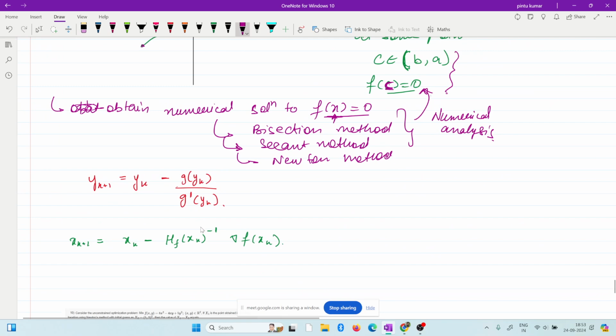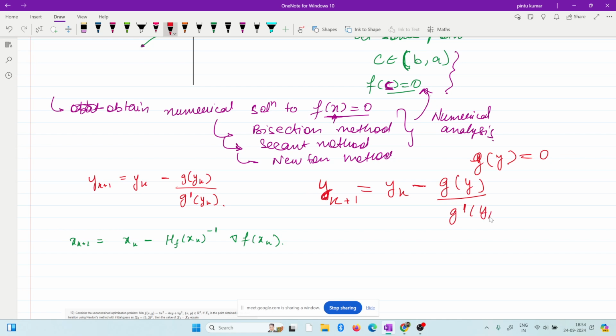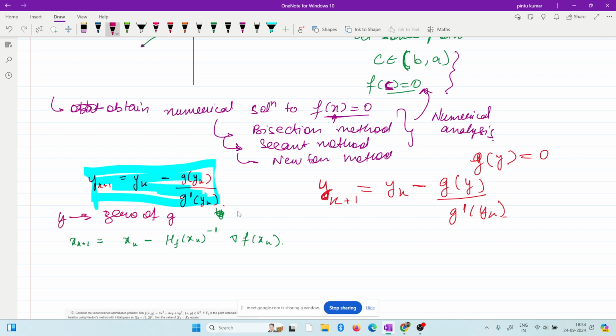So what does Newton method say? You start at any point, let's say you start at point y. If you want to find a solution to g of y is equal to 0, then your next update is given by yk minus g of y divided by g dash of y. If you keep iterating this way, your y will converge to a zero of g. That is, it will converge to a point where g of y is equal to 0.